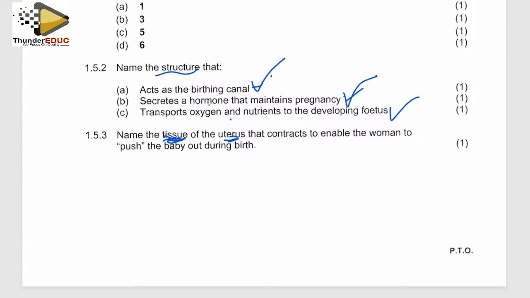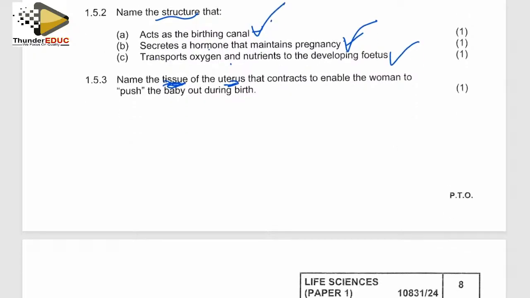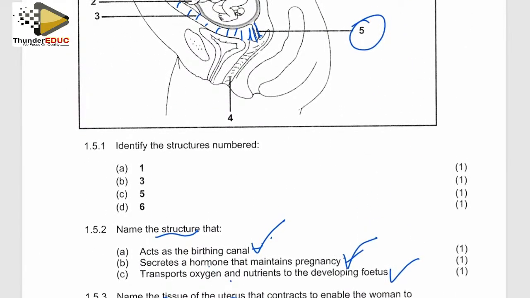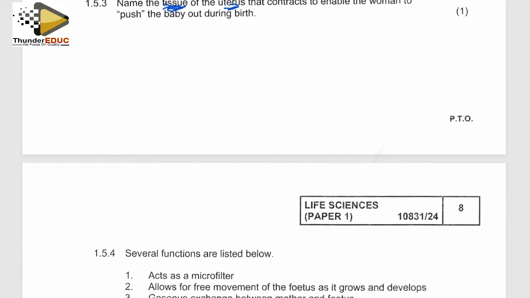I'm not talking about the other parts of the uterus, based on our level. So we talk about the uterine cavity, the endometrium, and the uterine wall. If they are talking about that, then the answer becomes the endometrium. But if they are not talking about the uterus, then it would have been the cervix. So cervix is not a part of the uterus.